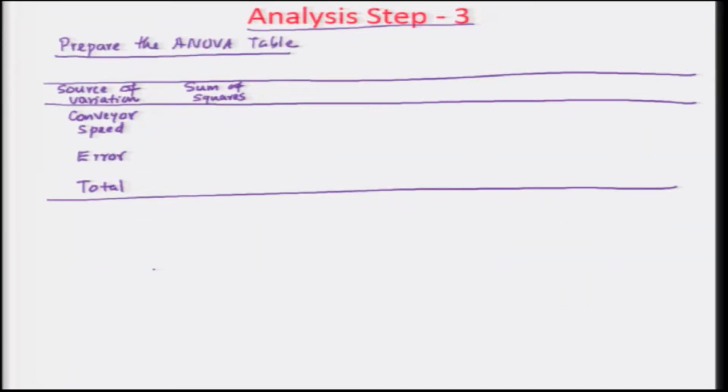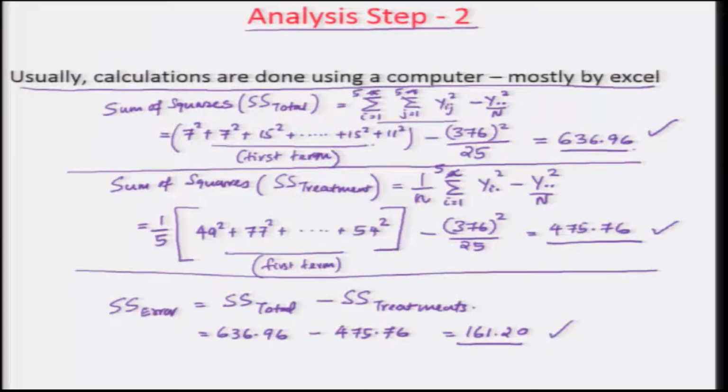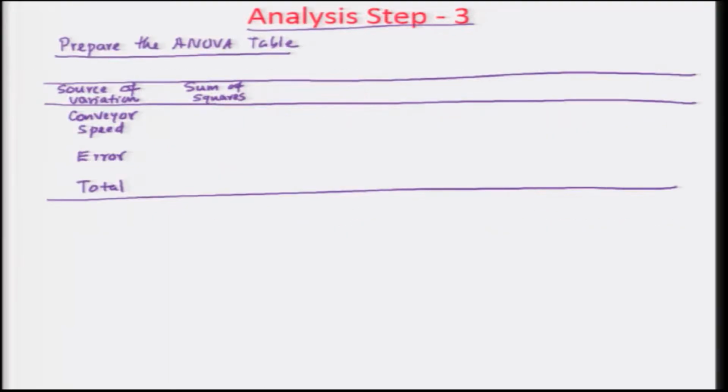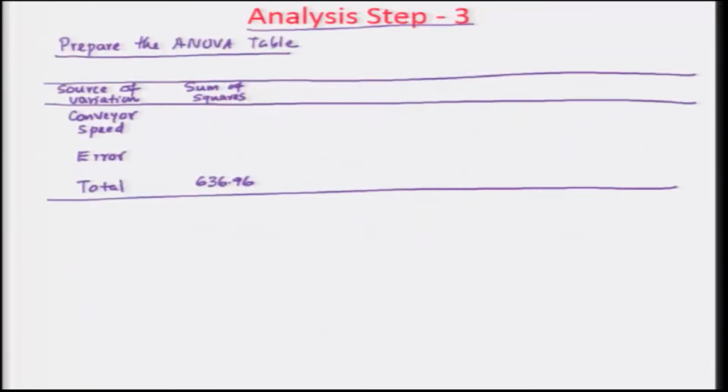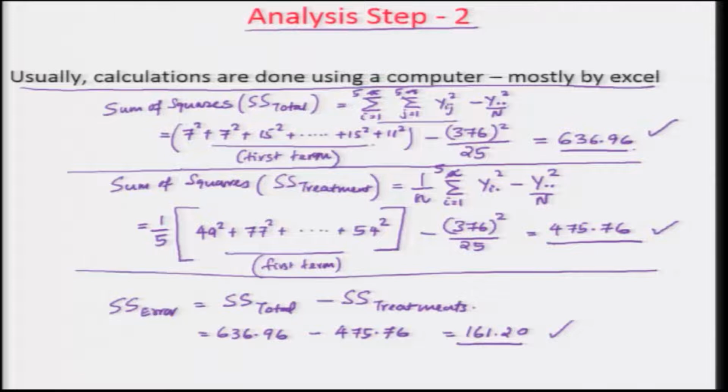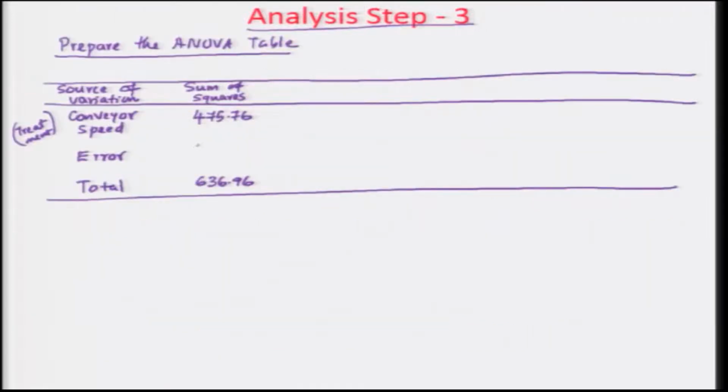The first one, the total, is 636.96. I always write it in this fashion so that I do not make any mistake. Then the treatment is 475.76. This is your treatment, by the way. Please remember that. And then the error is calculated as the difference of them, 161.20. We write the sums of squares in this regard.